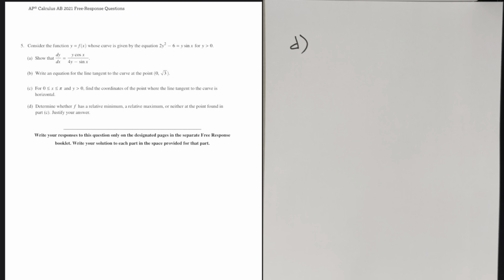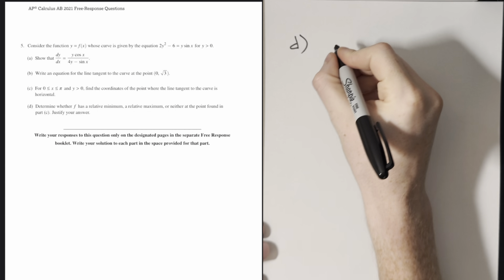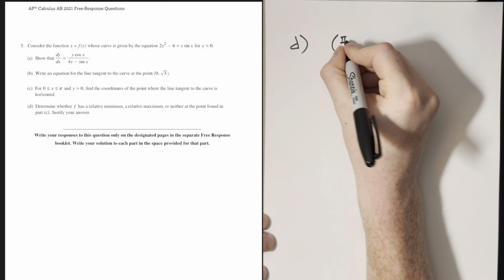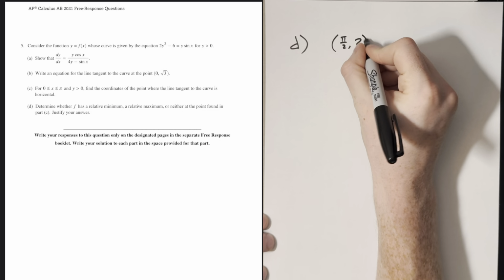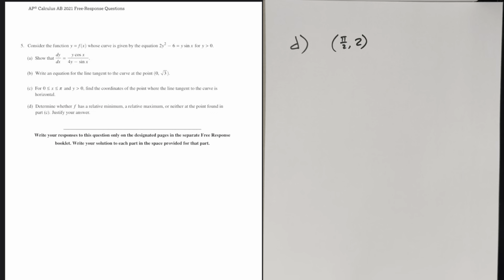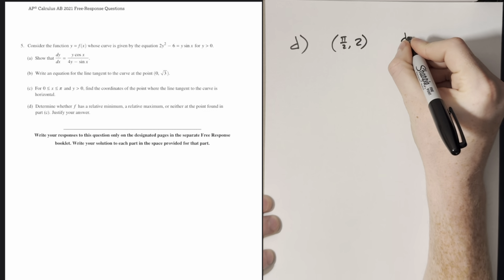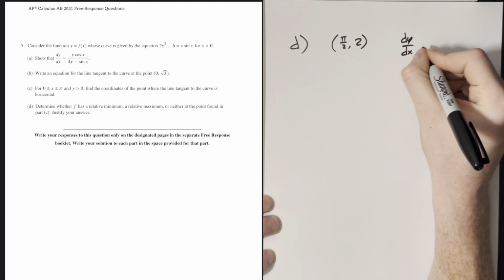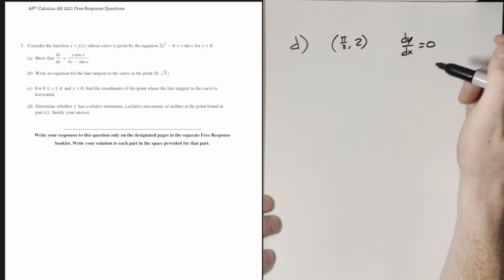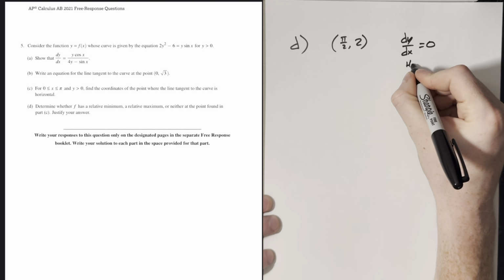So it says, determine whether f has a relative minimum, a relative maximum, or neither at the point found in part C. So the point that we found was (pi over 2, 2). That was our point. And they're asking us, is it a relative minimum, a relative maximum, or neither? Okay. Well, we found that at this point dy/dx equaled 0, because it was a horizontal tangent, right?